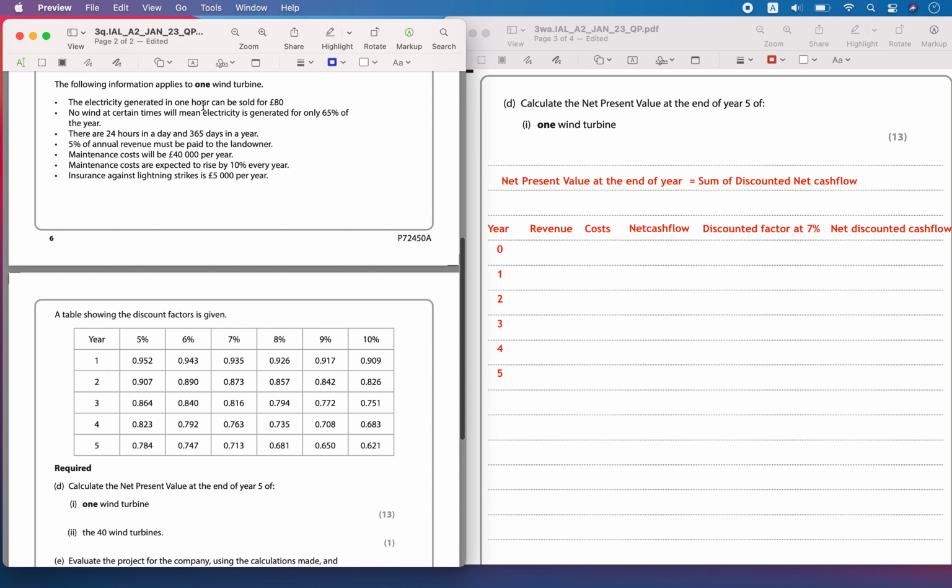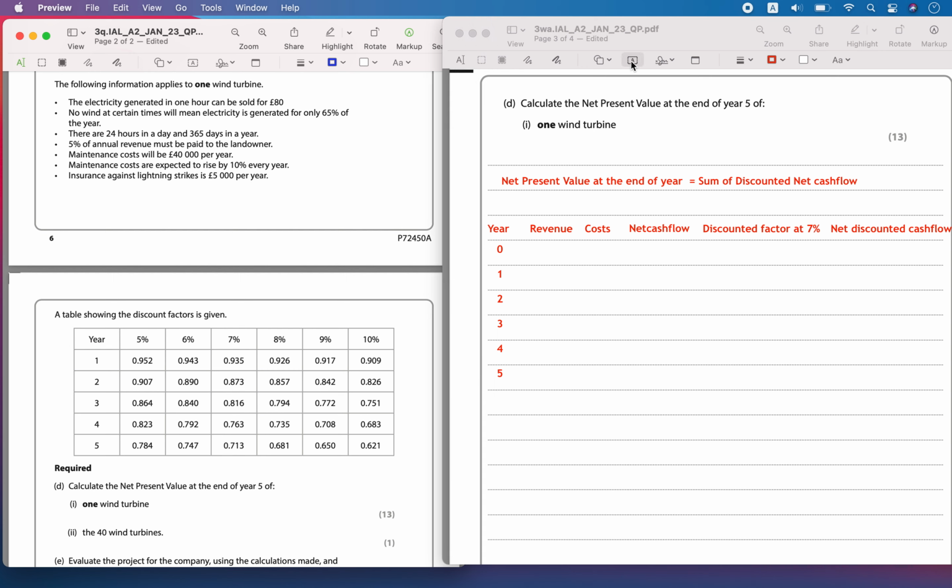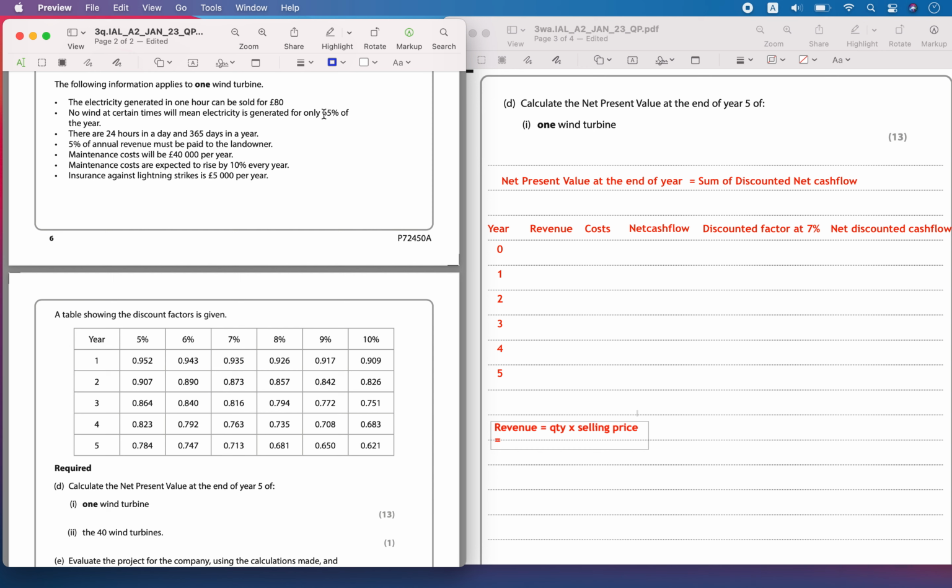Let's calculate the revenue. The electricity generated in 1 hour can be sold for 80 pounds. They are saying that. So what is the revenue? Revenue is equal to quantity times the selling price. They have planned to sell at 80 pounds. But what is the quantity sold? The amount sold depends on how much time they are going to operate.